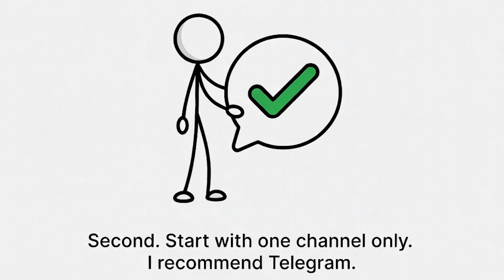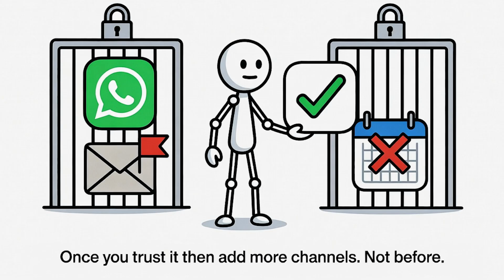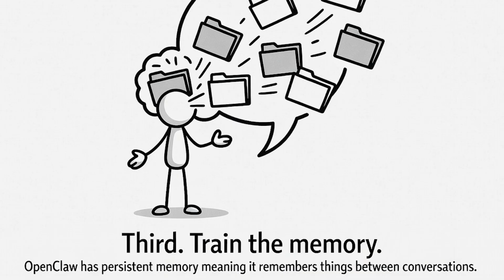Second, start with one channel only. I recommend Telegram because it's the easiest and most reliable. Get OpenClaw working there first. Test it. Give it tasks. See how it behaves. Once you trust it, then add more channels. Not before.